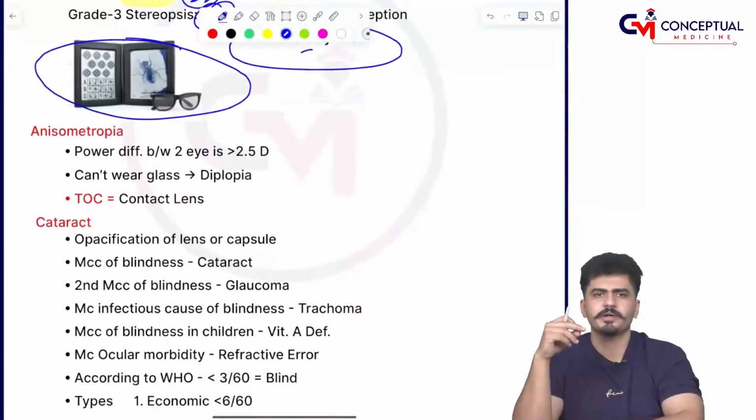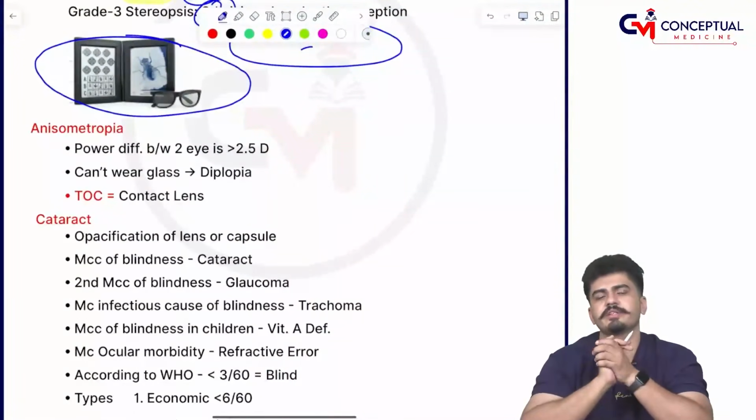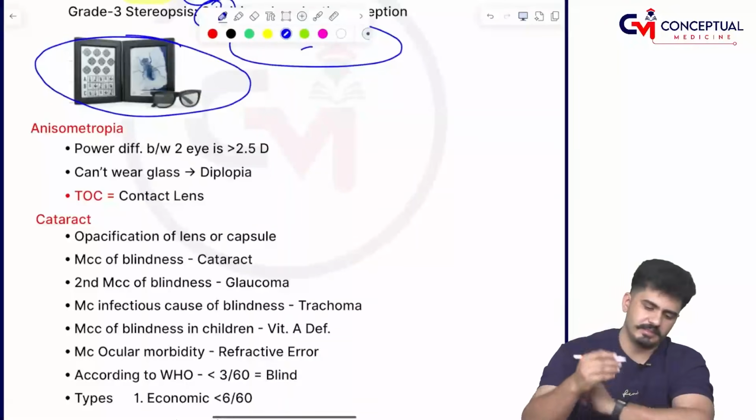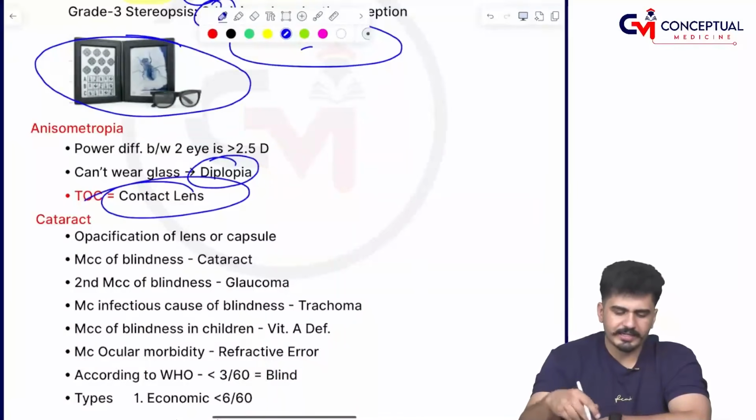Anisometropia. What do you mean by anisometropia? Power difference between the two eyes is more than 2 standard deviation, that means more than 95%. Can't wear glasses, there will be diplopia. What treatment will you give, sir? Contact lens, sir.